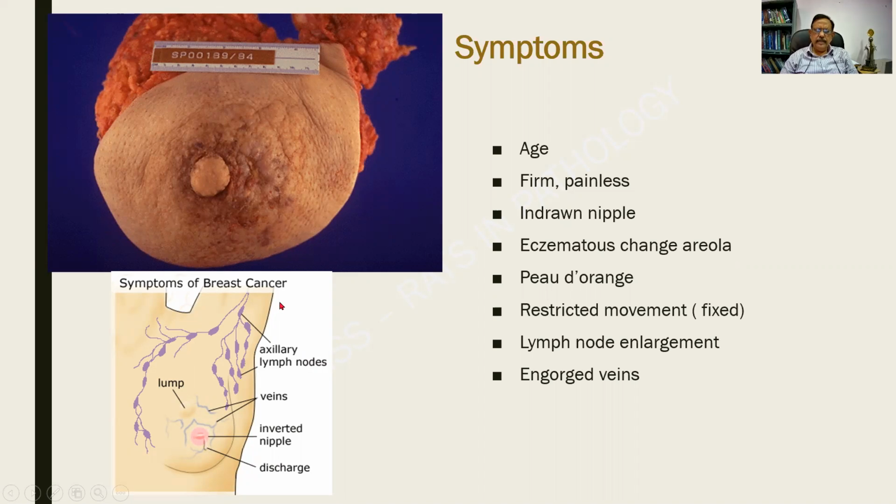What are the other symptoms that can be seen? Obviously, there will be a lump that is fixed. There can be a dilatation of the veins. There is an inversion of the nipple. Discharge, sometimes a hemorrhagic discharge might be there, and axillary lymphadenopathy. These are some of the features which are again mentioned over here. So you people can go through the list.